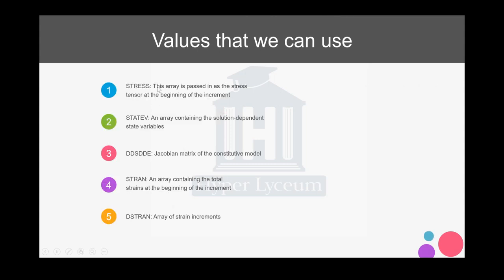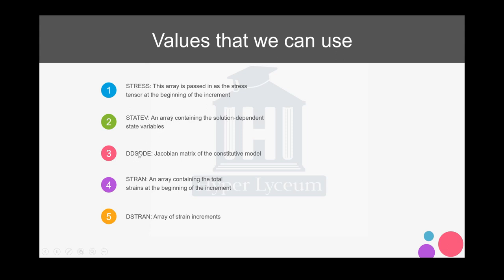STRESS is the variable that we need to define for the final stress in the part. The state variables are the variables that we need to show in the ODB file. For example, based on the material behavior, if we want to show something or see how the material behaves, we can define these variables and assign numbers to them so we can see the result. But in most cases, we don't need them. We're not going to focus on this here.